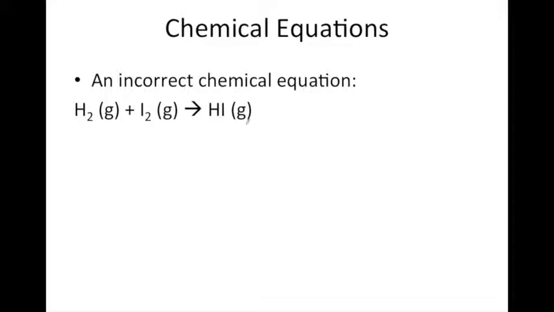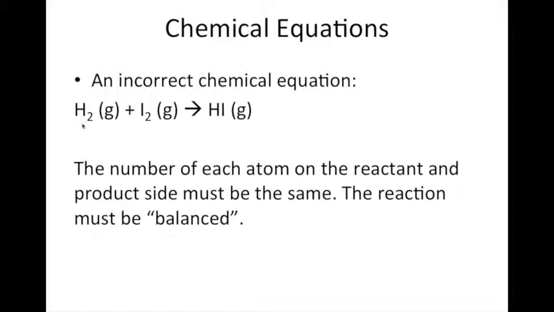Pause the video and see if you can figure out what's incorrect about this equation. In this equation, we have hydrogen atoms and iodine atoms, and we end up with hydrogen and iodine atoms, but we don't have the same number of atoms, so it's not balanced. We have 2 hydrogen atoms and 2 iodine atoms, but we only have 1 hydrogen and 1 iodine atom over here. So again, this violates the law of conservation of matter.